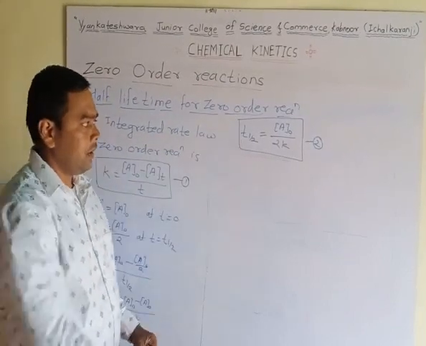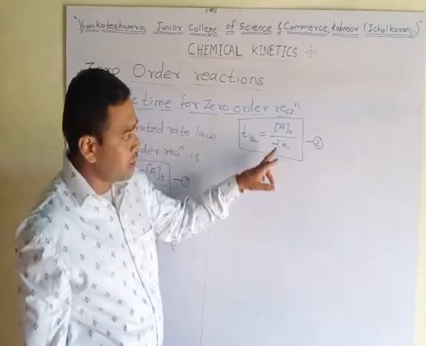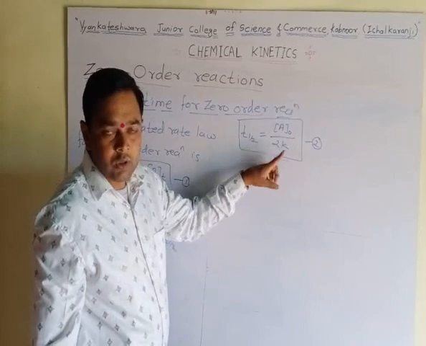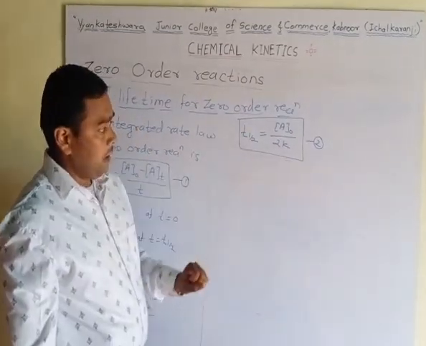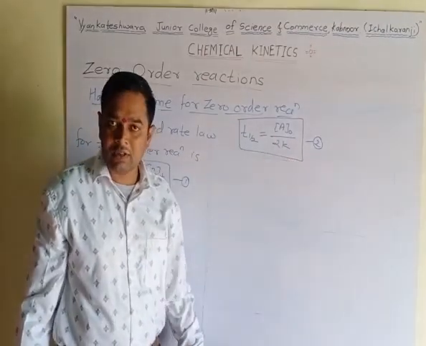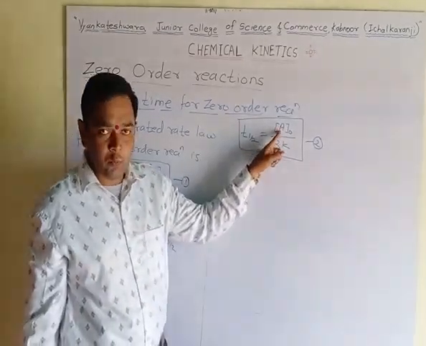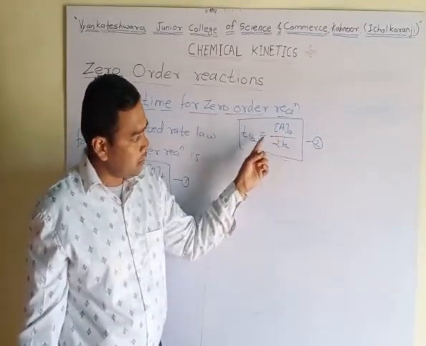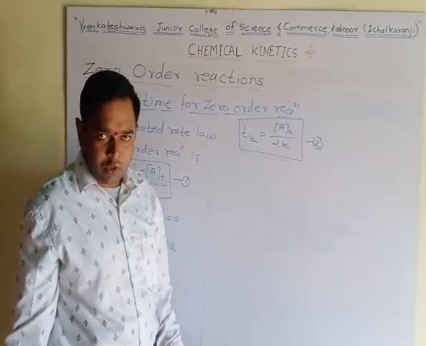From this equation, t half is directly proportional to the initial concentration of the reactant and inversely proportional to the rate constant of that reaction. There is a difference between first and second order: t half is independent of the concentration of the reactants, but in case of zero order, t half is directly dependent on the initial concentration of the reactant and inversely proportional to the rate constant.